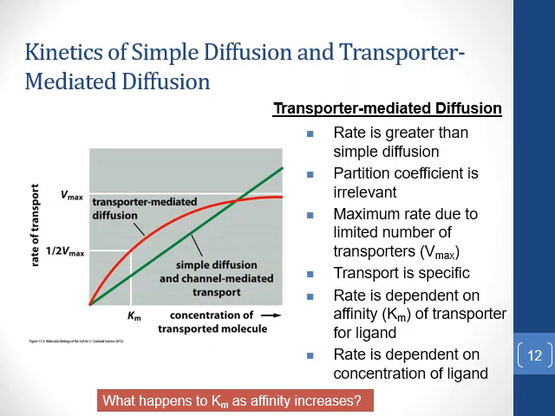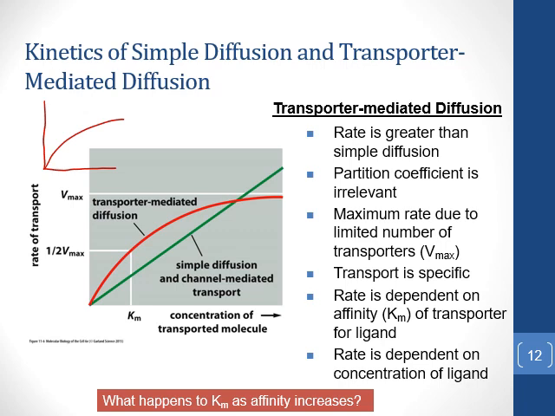Now, let's say that we're doing this and we wanted to graph this out. If we graphed this, it would be that red line there. So that graph looks like this. Now let's think about what that means. The first thing that you notice is that the rate is typically greater than simple diffusion.